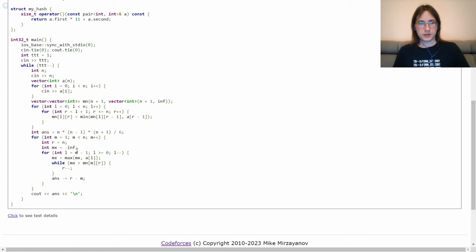Then I consider L from M-1 to 0, update the maximum on the left semi-interval, and while the maximum on the left semi-interval is larger than the minimum on the right semi-interval, I decrement R, and now all the valid right borders are located on the semi-interval from M non-inclusively to R inclusively, so the overall number of correct right borders for such M and L is R minus M. And then I output the answer.